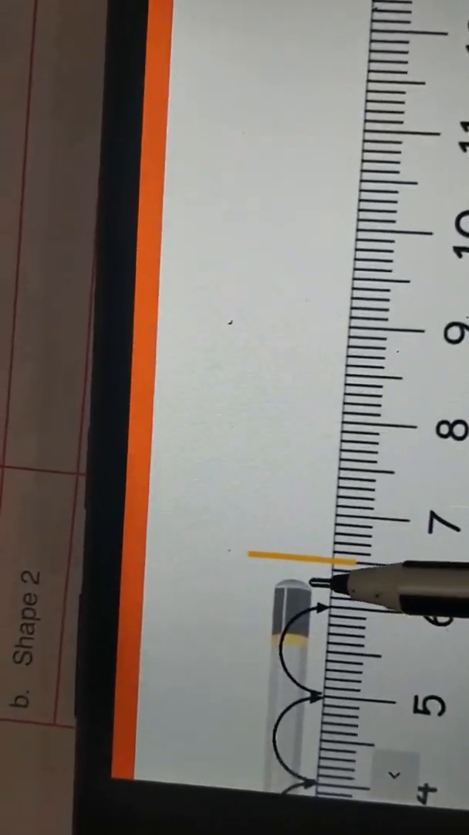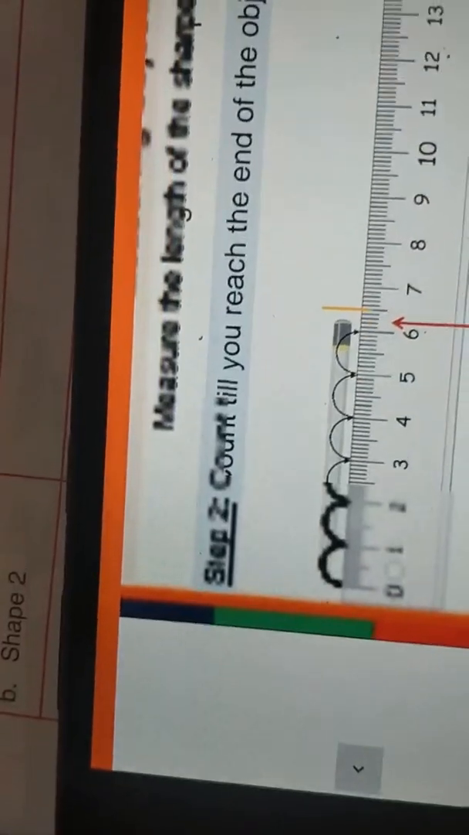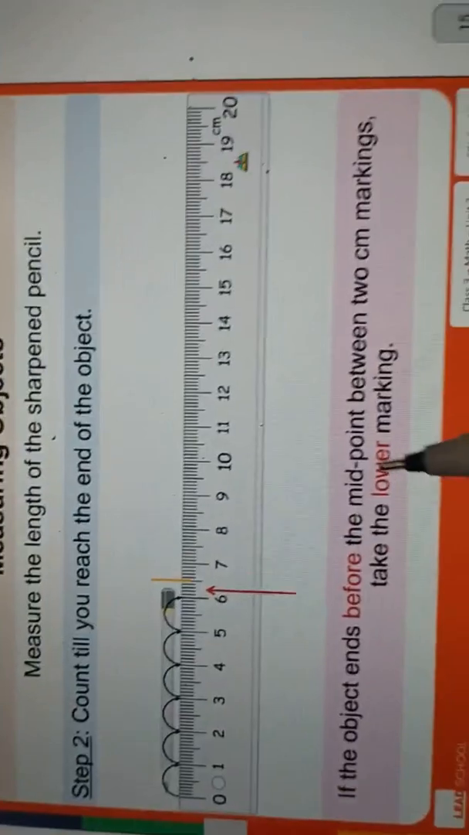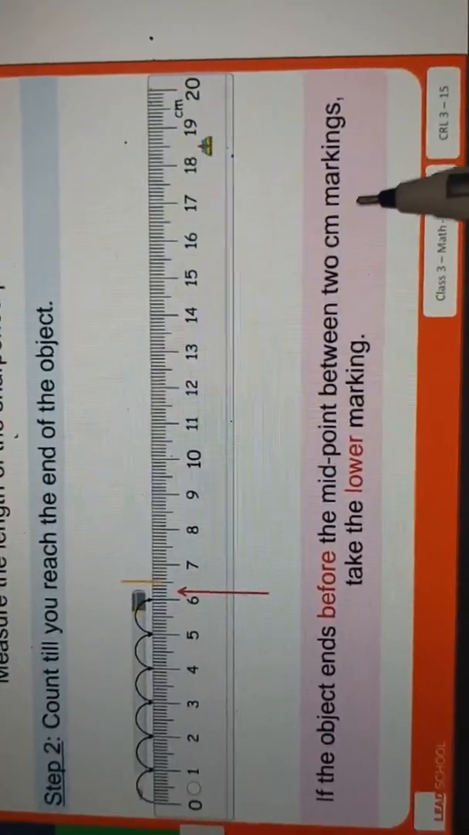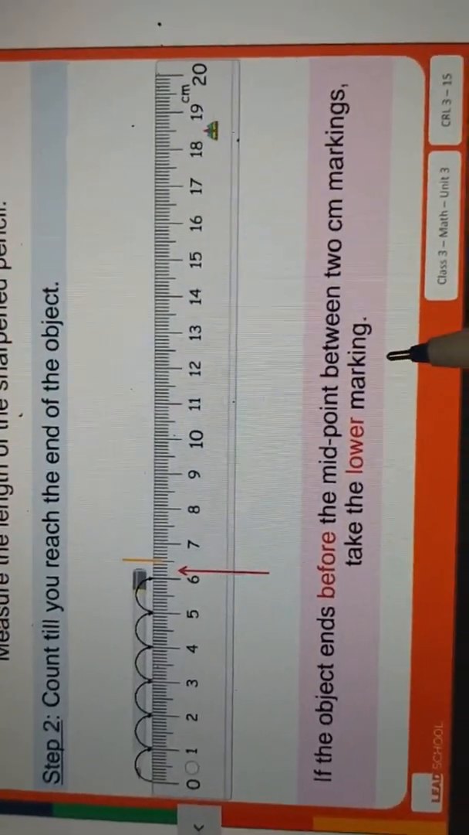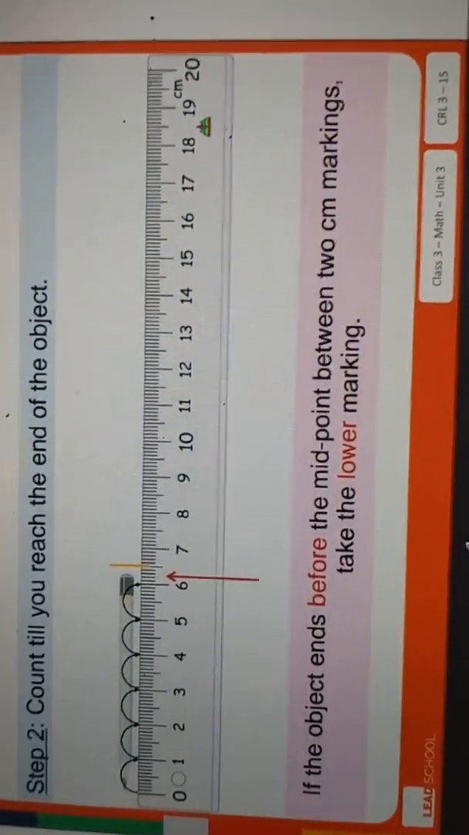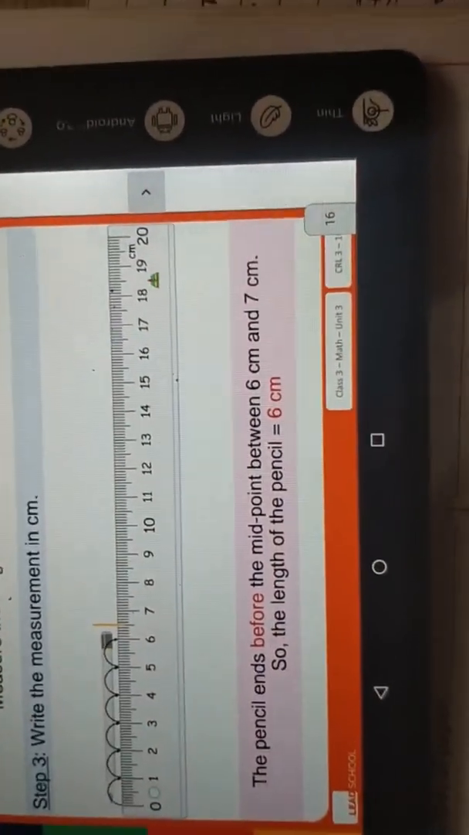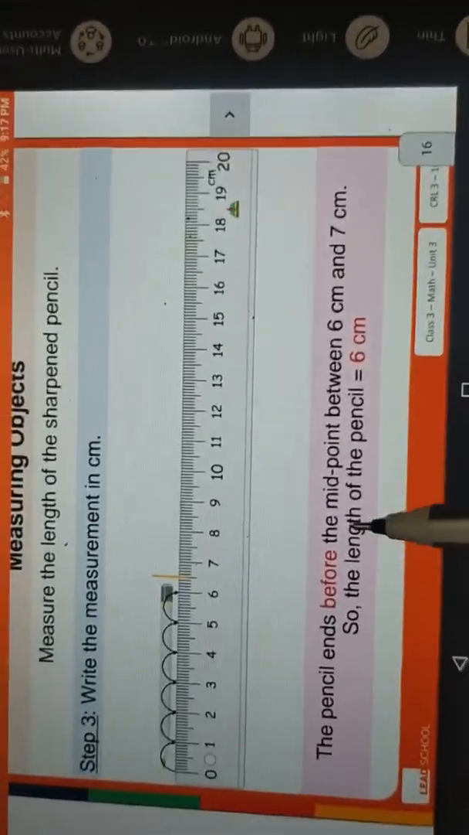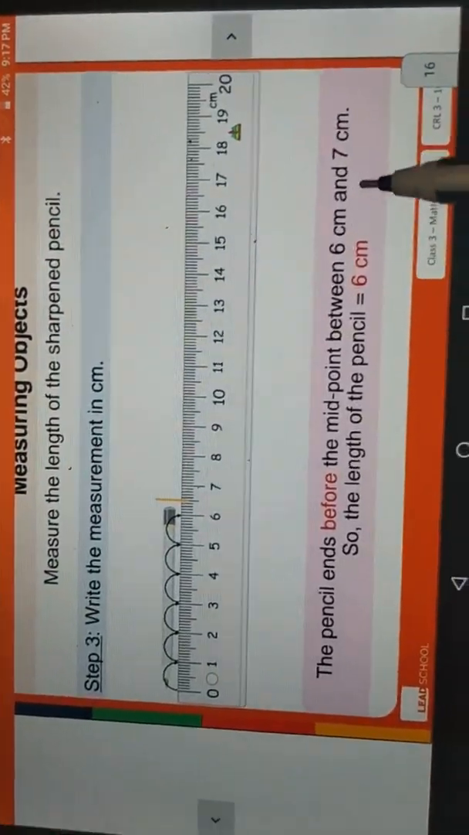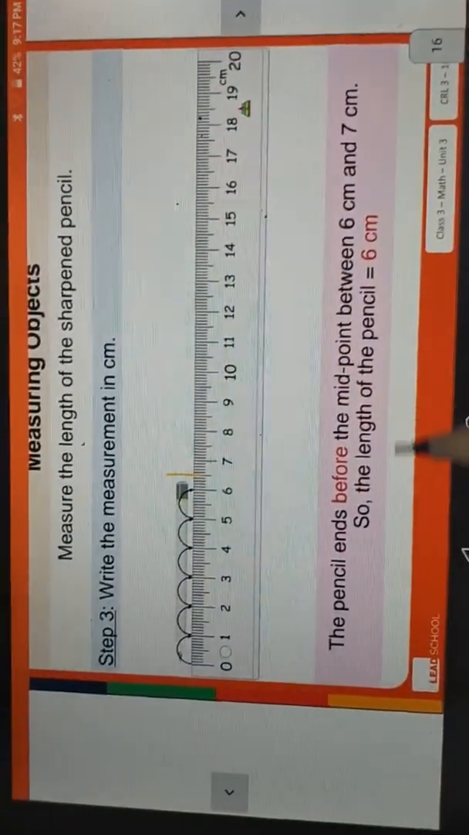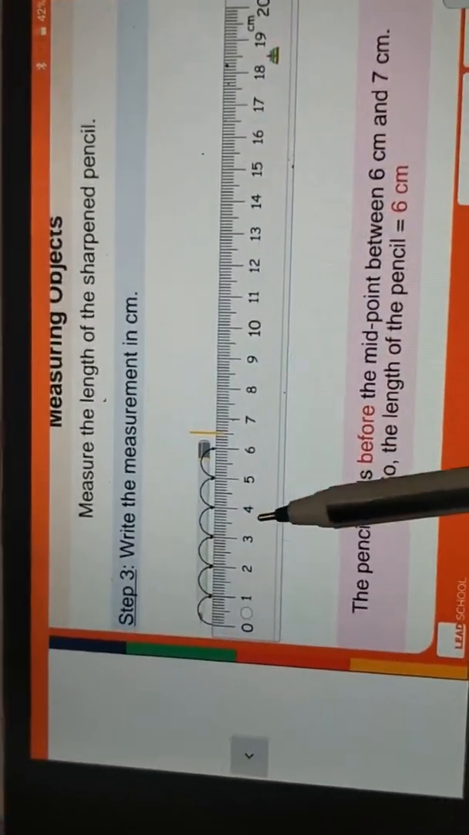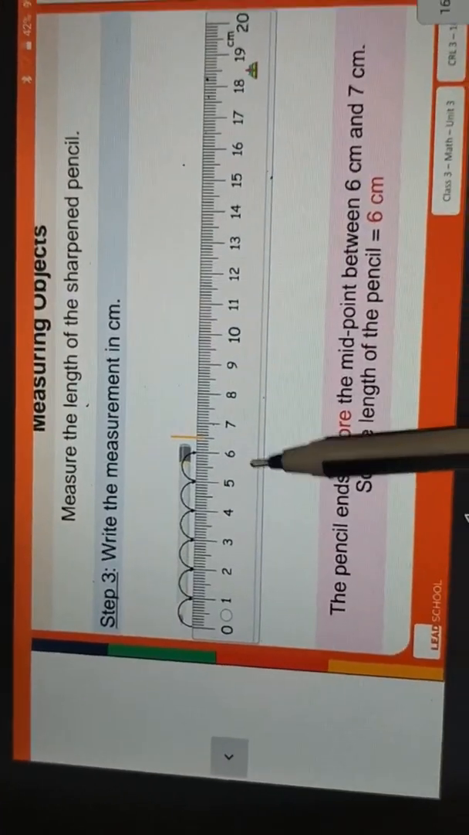But this pencil, like 3 centimeter is there. So if the object ends before the midpoint between 2 centimeter markings, take the lower marking. हम जो कम से कम मार्किंग है वो हमें यहाँ पे मार्क करना है. Okay, so the pencil ends before the midpoint between 6 centimeter and 7 centimeter, so the length of the pencil is equal to 6 centimeter. Okay, the length of the pencil is 6 centimeter.